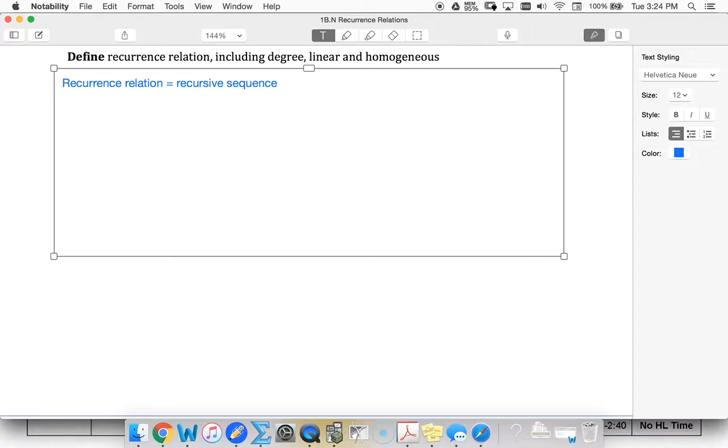And what that means, a recursive sequence or a recurrence relation, is where we use consecutive terms to define the sequence. And it doesn't have to be a sequence, which is why we call it a relation. And if we use consecutive terms rather than a more general n value, then we also have to have initial conditions stated.